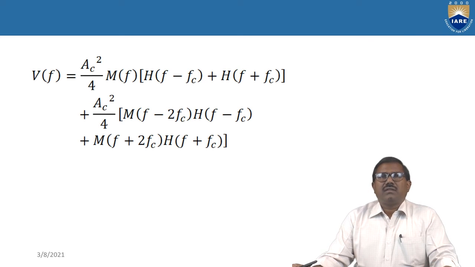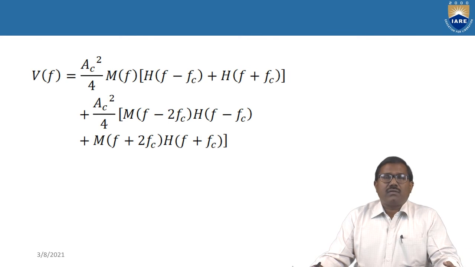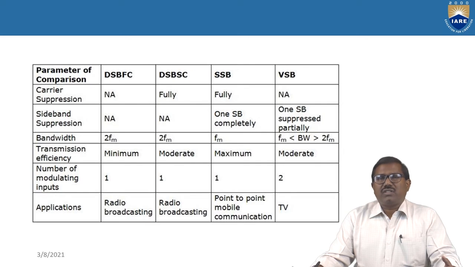You get this V of f, which is equal to Ac squared by 4 m of f into h of f minus fc plus h of f plus fc, plus Ac squared by 4 into m of f minus 2fc into h of f minus fc plus m of f plus 2fc into h of f plus fc. So this is the frequency domain after applying a Fourier transform on V of t.